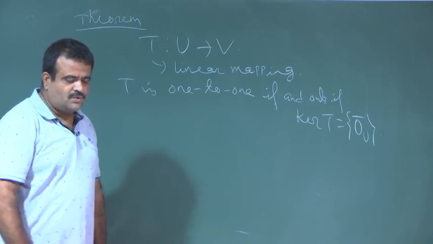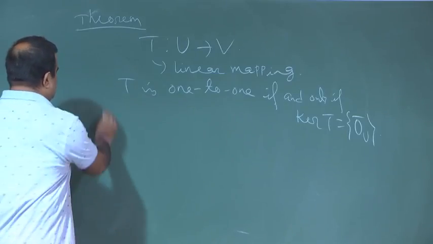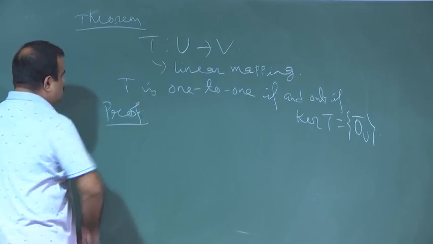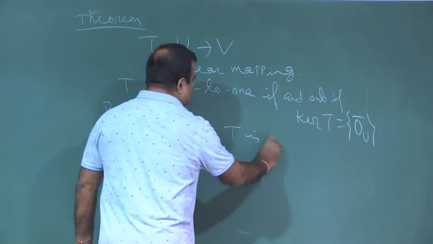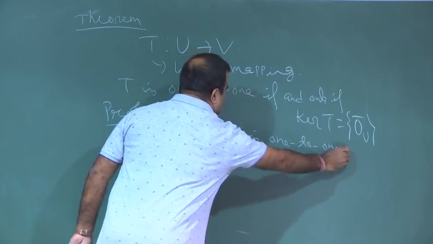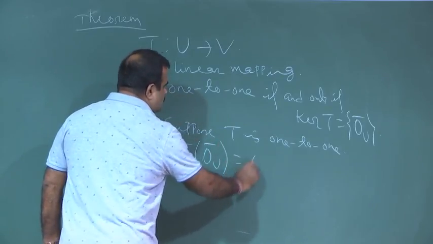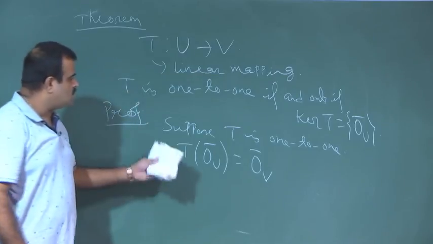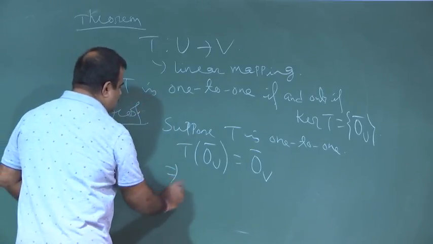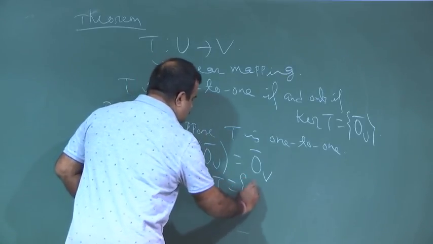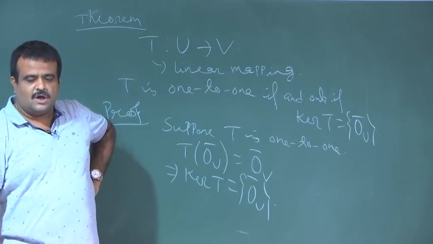So, how to prove this? It has two parts. The first part is, suppose T is 1 to 1, and we know that T of 0 of U goes to 0 of V. Now, if it is 1 to 1, there should not be any other vector mapping to 0 of V. So this implies the kernel of T must be only the 0 vector, because no other vector should map to the 0 vector of V.